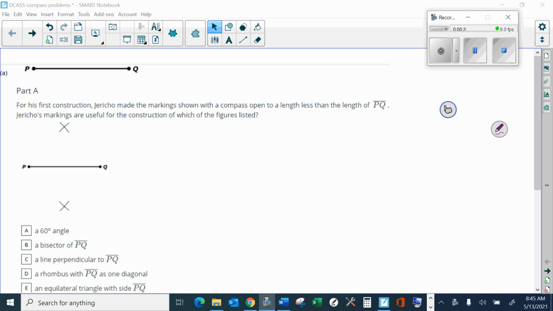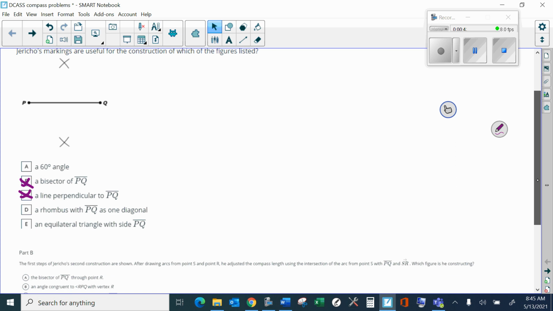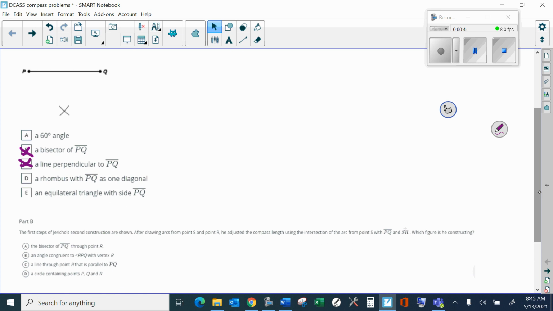That would be for a bisector, perpendicular bisector of PQ. So we have a bisector of segment PQ, yes. A line perpendicular to PQ, yes. Okay. It is not going to be a rhombus with PQ as one diagonal, yes.